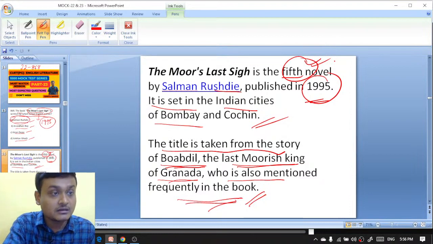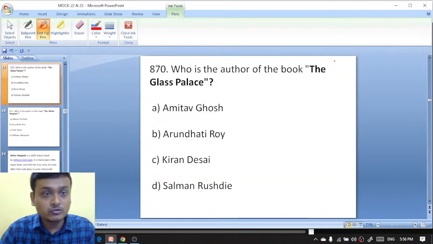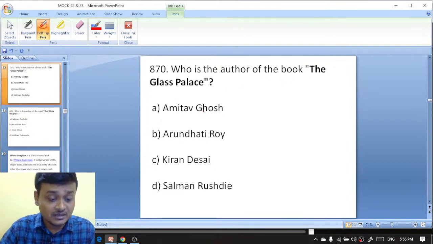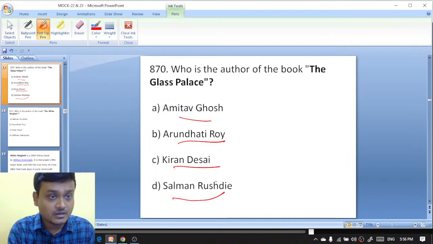Moving on to question number 870. Who is the author of the book The Glass Palace? Your options are Amitabh Ghosh, Arundhati Roy, Kiran Desai, Salman Rushdie. Who wrote it?